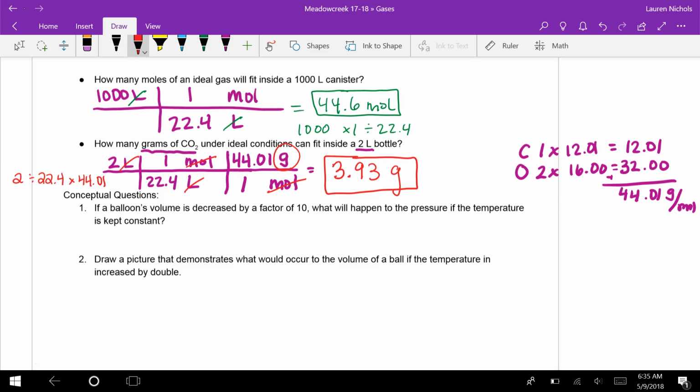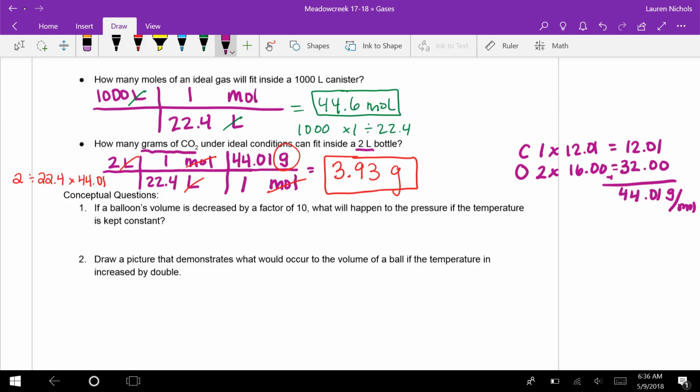So let's look at some conceptual questions just as a review, because as a reminder, you have a quiz on Friday, and so we want to make sure that we are feeling well prepared for it. It says, if a balloon's volume is decreased by a factor of 10, what will happen to the pressure if the temperature is kept constant?